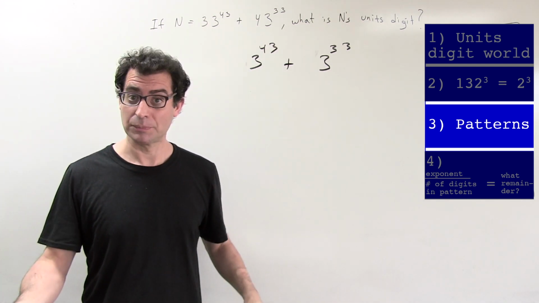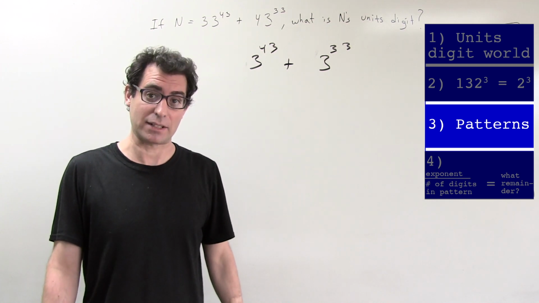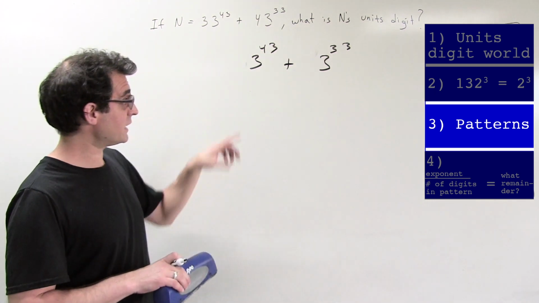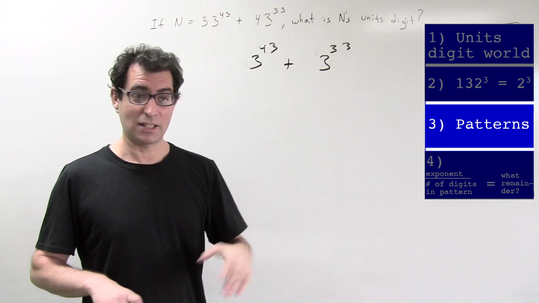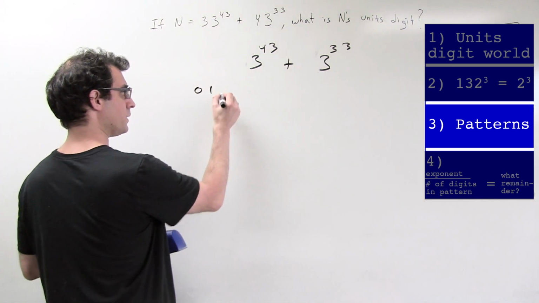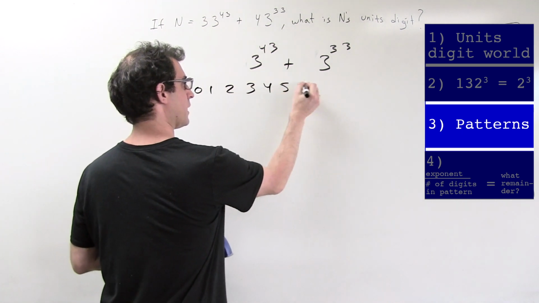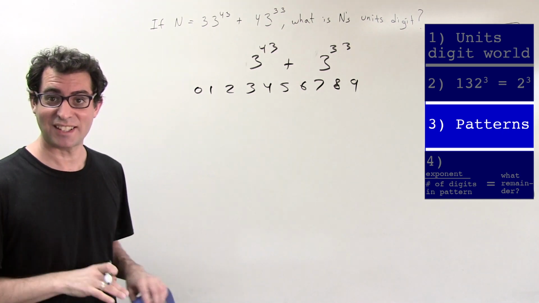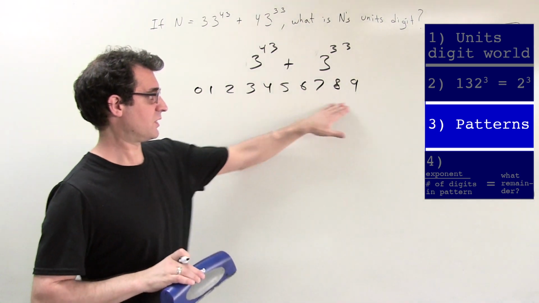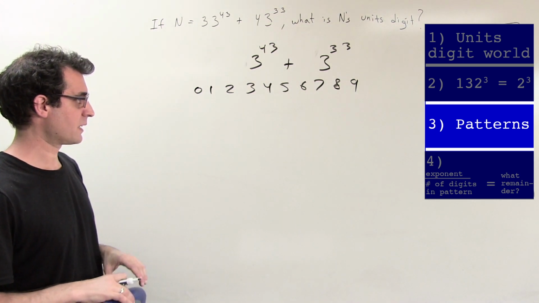What we could do is spot a pattern. And there are only 10 digits that could possibly be a units digit, right? There's a 0, 1, 2, all the way to 9. There are no other units digits out there other than 0 through 9 inclusive.